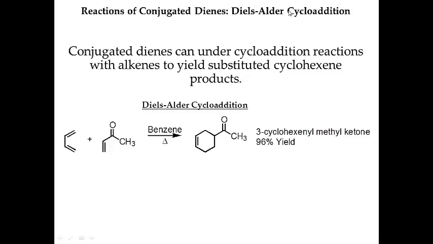So the last video is going to deal with the Diels-Alder cycloaddition, and this is an example of a cycloaddition. It's called a cycloaddition because when you add a conjugated diene to any dienophile, you get a cyclic product. So this is just an example of 1,3-butadiene plus methyl vinyl ketone, which is this compound here. This is my diene. This is my dienophile, or lover of dienes, and when I add these two together, I get this cyclohexene derivative.